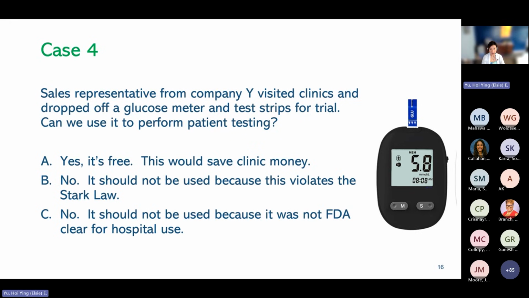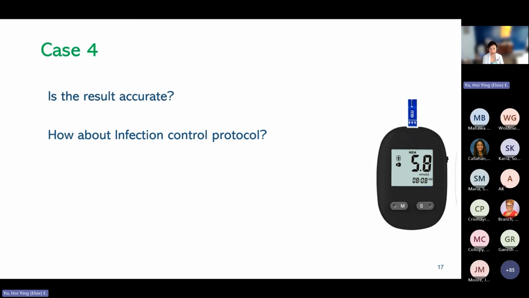Another concern that we typically have from a lab standpoint is we want to make sure that we know if the test result is accurate before we use it for patients. And another is about infection control. One of the reasons that the home use device and the hospital device are very different is that with the home use device, you don't have to worry too much about infection control because it's not going to be used by multiple people. But in the hospital setting, one device would be used for different patients. So we always have to have infection control protocol in place.